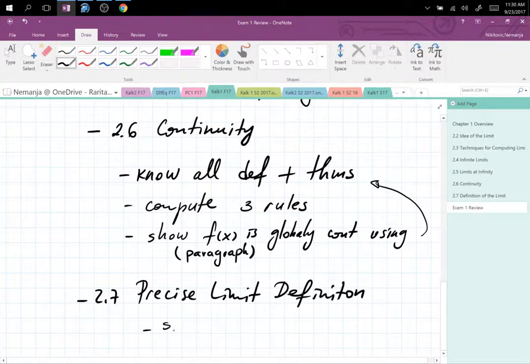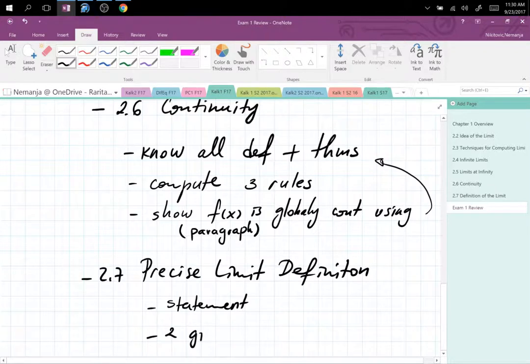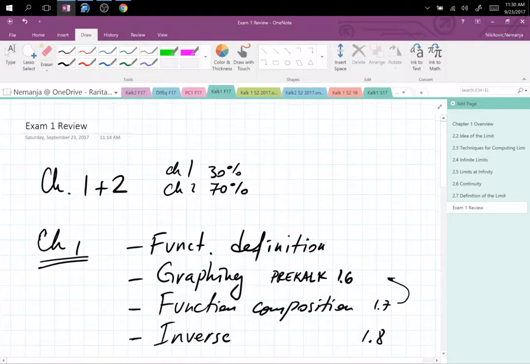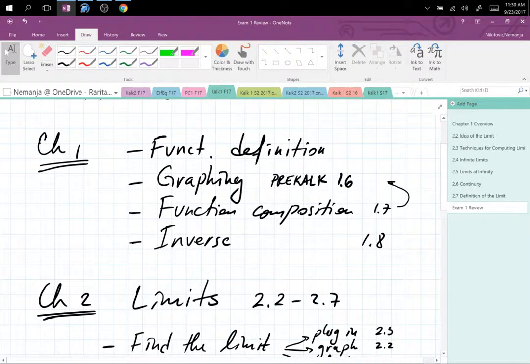So statement and 2 graphs, L and delta and epsilon. So this is the outline for the entire exam. It clearly spells out expectations. So chapter 1, function definition, statement as given. Graphing.